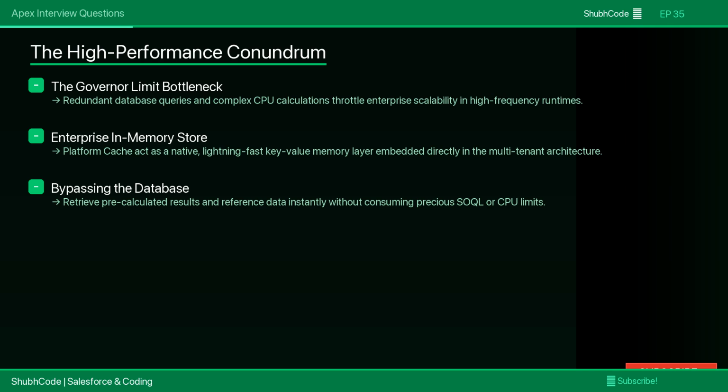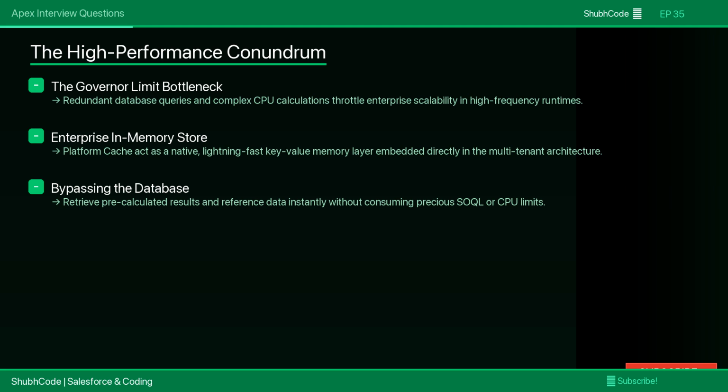Today we are tackling a high-performance architectural puzzle that separates junior developers from senior architects. Imagine you are building a lightning-fast checkout engine or a complex quote calculator in Apex. Every time a user interacts with the system, your code runs heavy SQL queries to fetch static metadata, product pricing tables, or tax rates. This is a massive waste of precious CPU time and query limits.